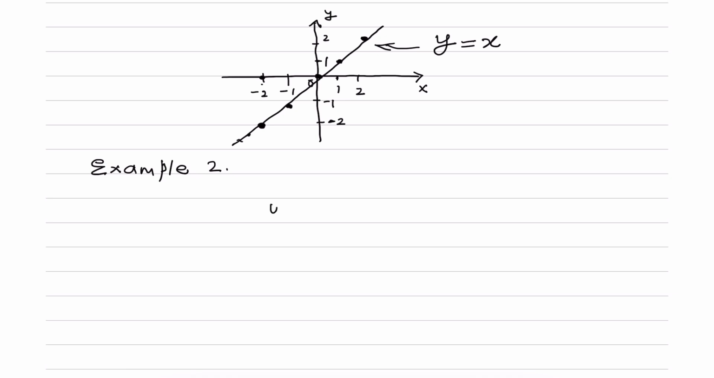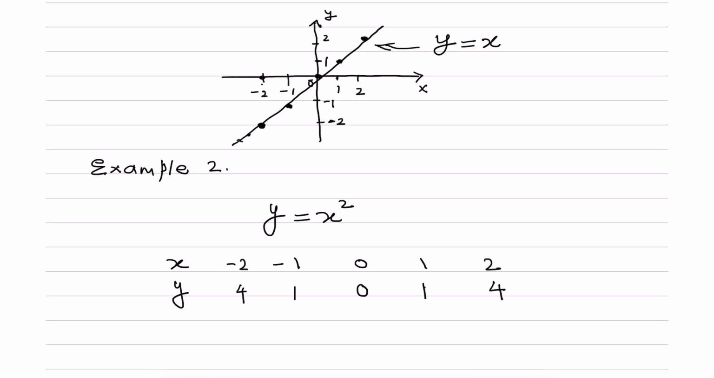Now we are going to sketch the graph of this function y equal to x square. The same way we will take some x values: -1, 0, 1, 2 and -2 here, and we will get the corresponding y values. When we plug -2 in the place of x, we get y as 4. For -1 in the place of x, we get y as 1. We get 0 for 0. For 1, we get 1 because the function is y equal to x square. For 2, we get 4.